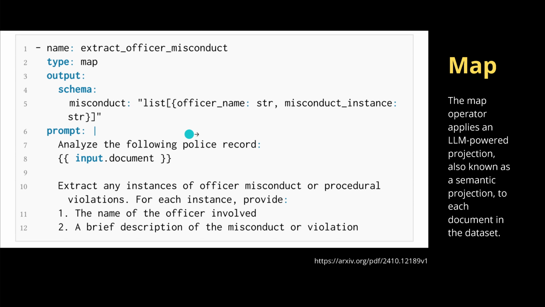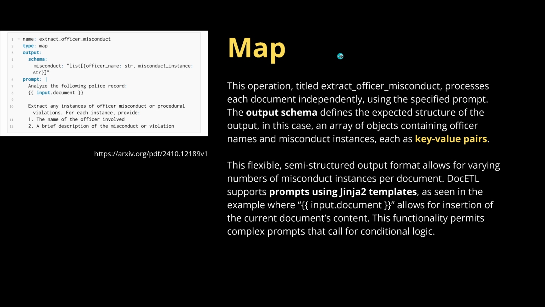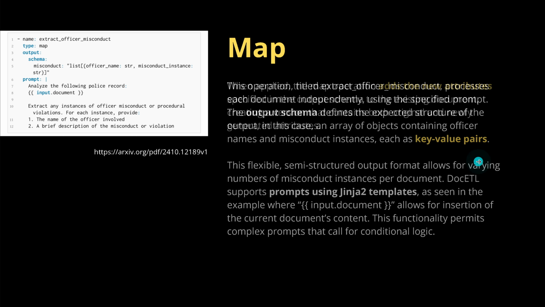And the prompt is: analyze the following record, and then we have an incoming document. Then: extract any instances of whatever event happened, and for each instance provide the name of a person and a brief description of what happened. So you see, it is rather easy to implement. In this map operation, the output schema is defined in key value pairs as it was in the 2010s. So if you have been around coding in the 2010s, you feel suddenly so familiar with this. It supports prompts using your Jinja 2 templates, yes, everything.